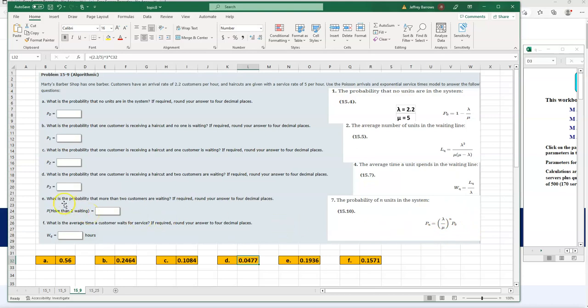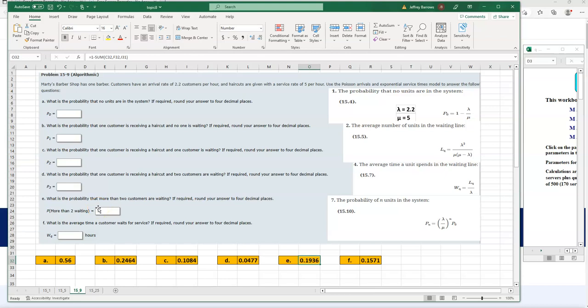What is the probability that more than two customers are waiting? This is very similar to what we did on the last part of 15.5. I'm just taking 1 minus the probability of 0, 1, and 2 in the system, and the complement to that is about 0.1936. You can see that formula, but the idea is just taking the complement.